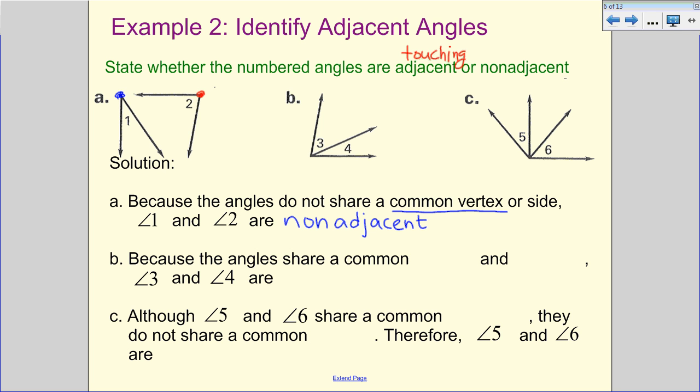All right, if we take a look at example B, it says because the angles share a common vertex. So here's my common vertex. And they share this common side. So this is kind of what the definition looked like when I drew it in there. They have a common vertex and they share a side. Angle 3 and angle 4 are what we will call adjacent.